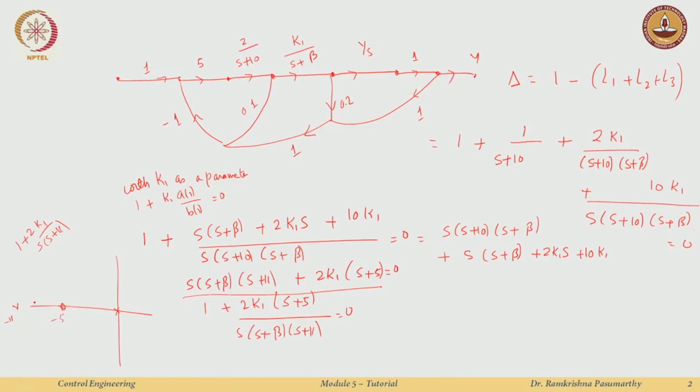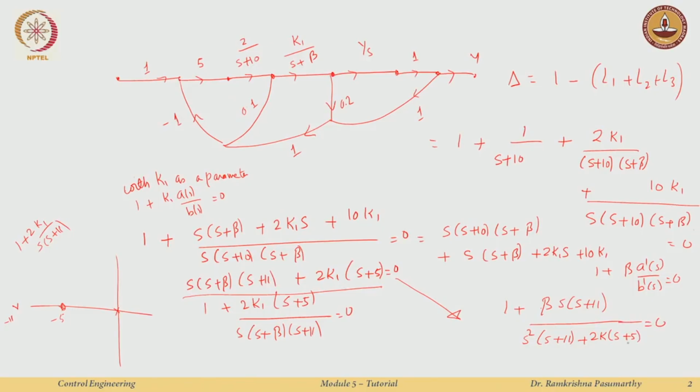Okay. So, we will now see how to draw the root locus with beta as a parameter, or in other words, I want to write the characteristic equation as 1 plus beta a prime s over b prime s equal to 0. Okay. So, I just go from here, I just skip the computations here. So, I just have 1 plus beta times s plus 11 over s square times s plus 11 plus 2k times s plus 5 equal to 0.